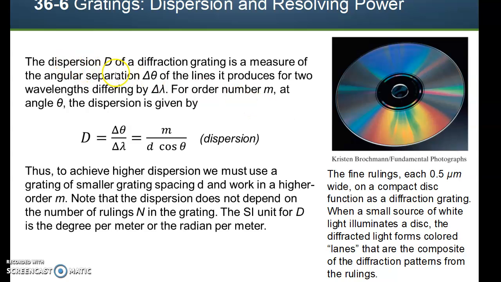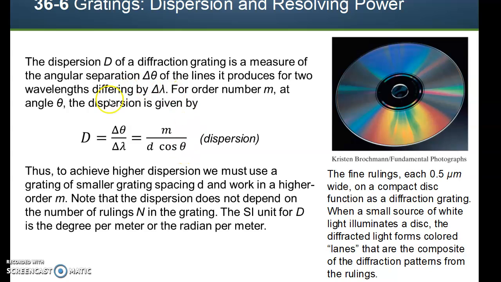So the dispersion D of a diffraction grating. Here's D with a completely different measure, right? This is dispersion. This is not distance. I know they just seem to love to try to confuse you. The dispersion of a diffraction grating is a measure of the angular separation of the lines it produces for two wavelengths differing by a change delta lambda. For order number m at angle theta, the dispersion is given by D equals this angular separation divided by the change in the wavelengths, or m over d cosine theta.